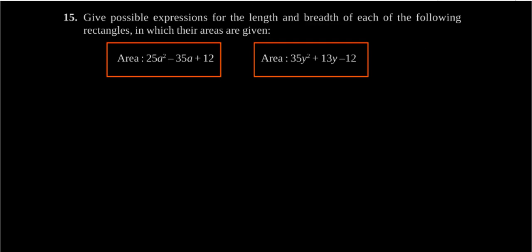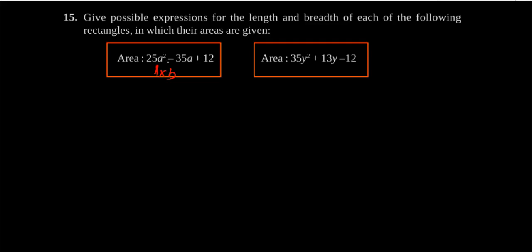Next problem. Give possible expressions for the length and the breadth of each of the following rectangles in which their areas are given. Area is the product of length and the breadth. So length and breadth are its factors. So one of the factors is its length, another factor is its breadth. So let me factorize this given polynomial. It is a quadratic polynomial, ax square plus bx plus c. That format it is there.